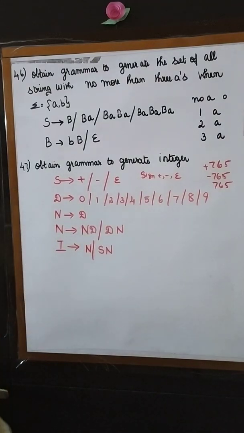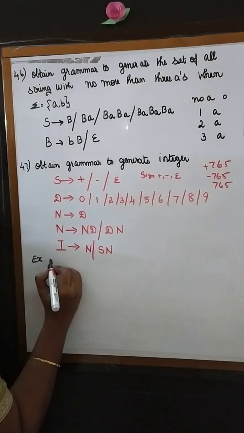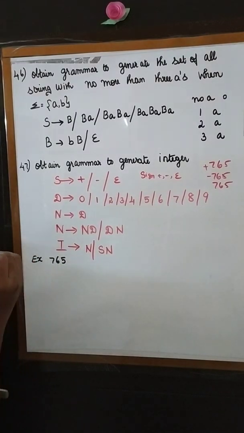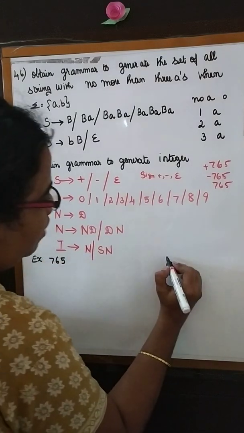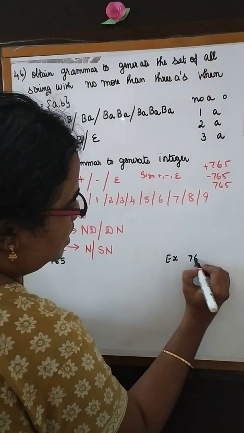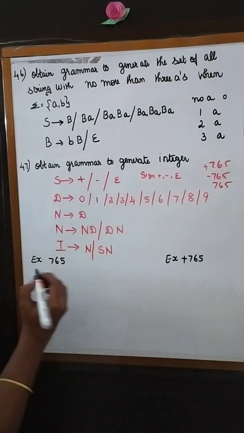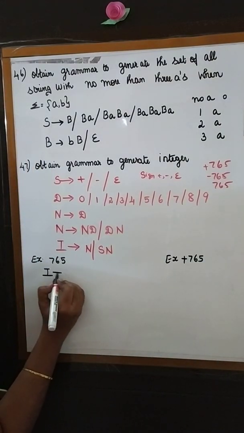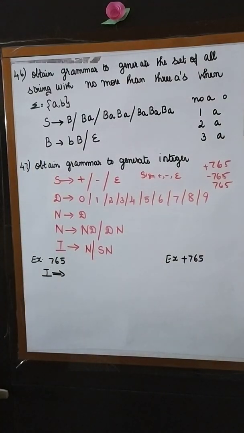Now we'll see an example for this. Let us take the same example itself. Here, in one example let me take it without the sign, that is 765, and another one with the sign, 765 with plus sign. So where do I have to start? I have to start with my integer. I is my starting symbol.